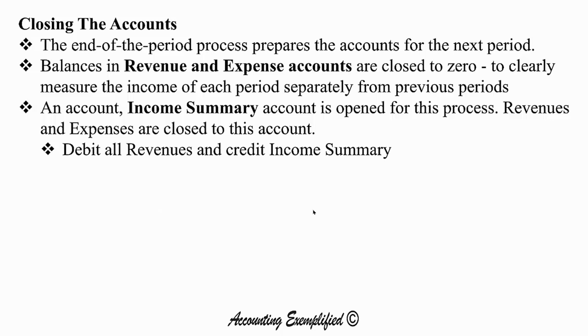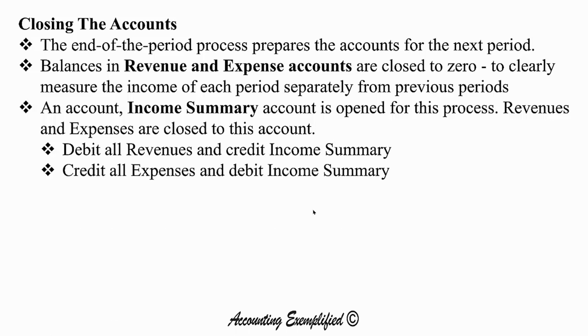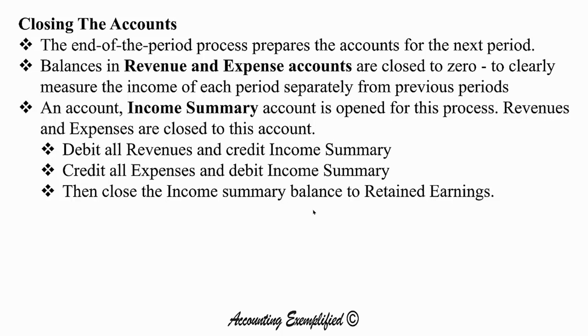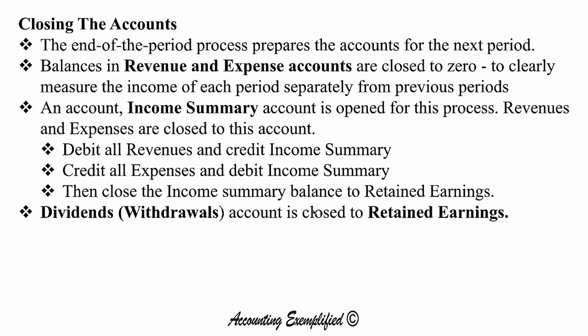To close the revenues, we will debit all the revenue accounts and we will credit the income summary. To close the expenses, we will credit all expenses and we will debit the income summary. And then finally, we close the income summary balance to the retained earnings. Now, if the income summary balance is on the credit side, that means the company has earned an income or a profit. So to close the income summary that has a credit side balance, we will debit the income summary and credit the retained earnings.